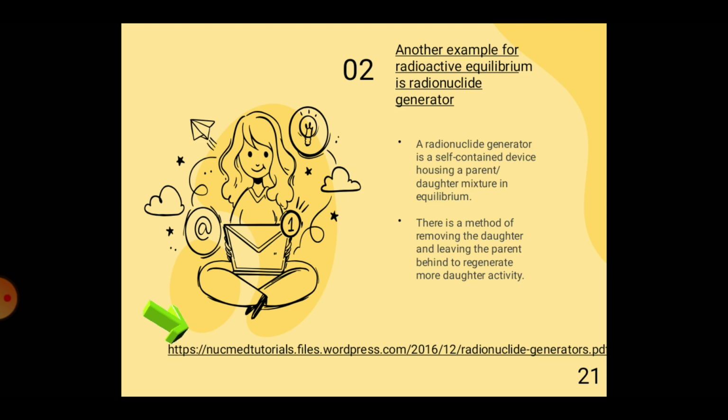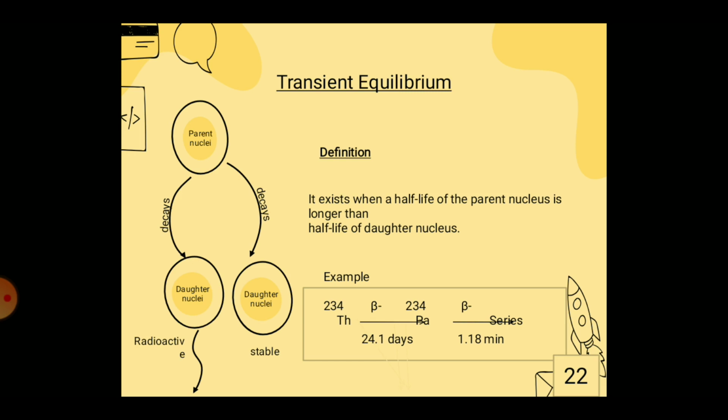Now let's move on to the main topic, that is transient equilibrium. Before that, there is a small picture which shows radioactive equilibrium. In this picture, we can see a parent nucleus decaying into a daughter nucleus, and the daughter nucleus, which is radioactive, undergoes further disintegration, while the daughter nucleus which is stable remains constant. So, this is radioactive equilibrium.